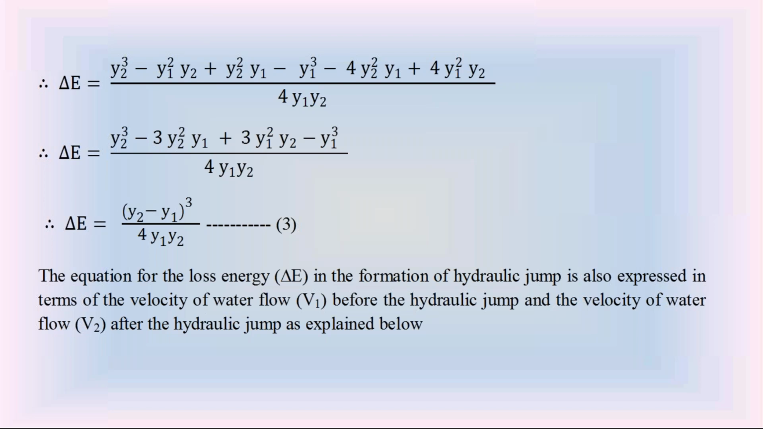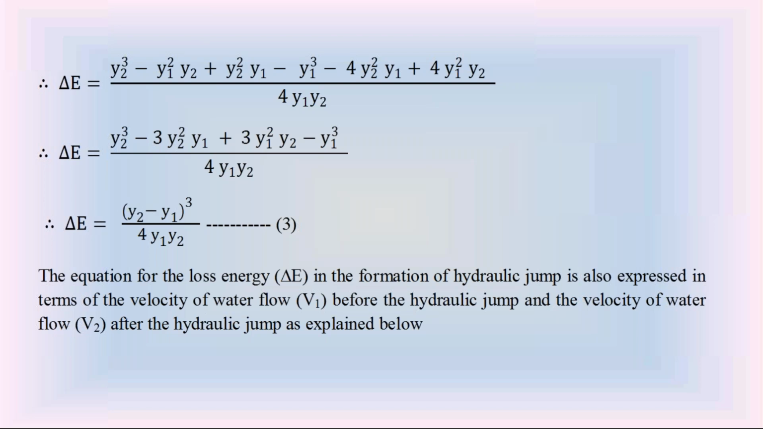Y1 is the depth of water flow before the hydraulic jump in the supercritical condition in the rectangular channel. Y2 is the depth of water flow after the hydraulic jump in the rectangular channel in the subcritical condition. So the loss of energy of water flow in a hydraulic jump in a rectangular channel, delta E, is equal to (y2 minus y1) whole cube by 4 y1 y2.